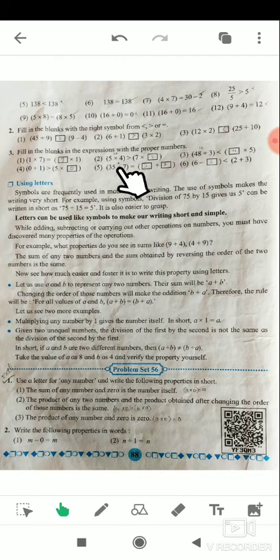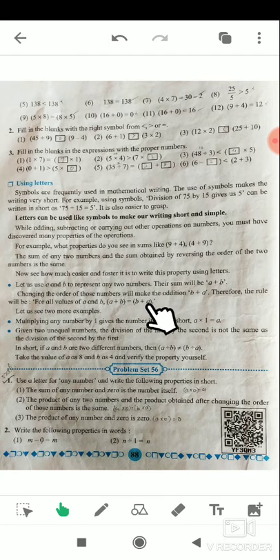35 divided by 5, the answer is 5, equals 2 plus 3 equals 5. See, here the sign is equals. Now 6 subtracted by 6 plus 2 is equal to 5 is greater than 6 divided by 2, that is 3. So here is the greater than sign. Now using letters.